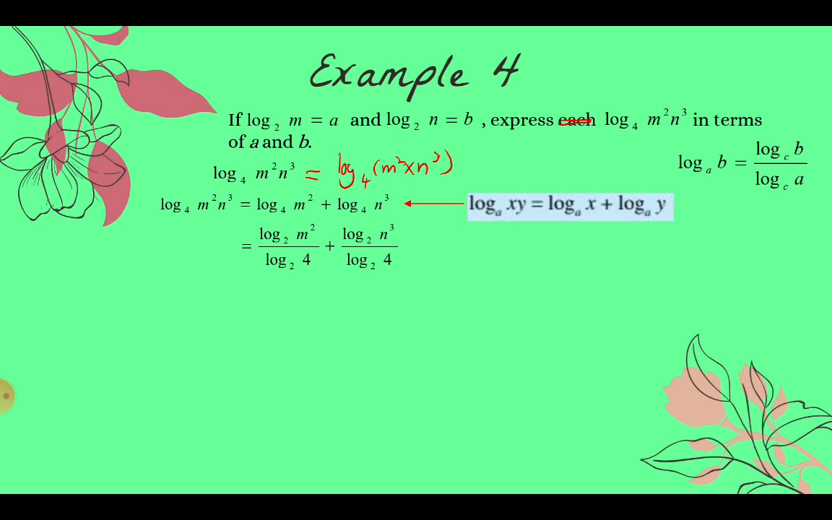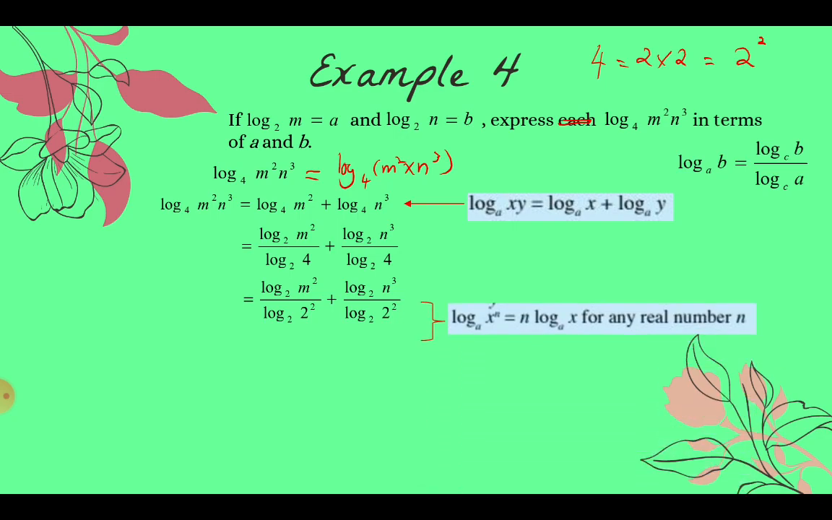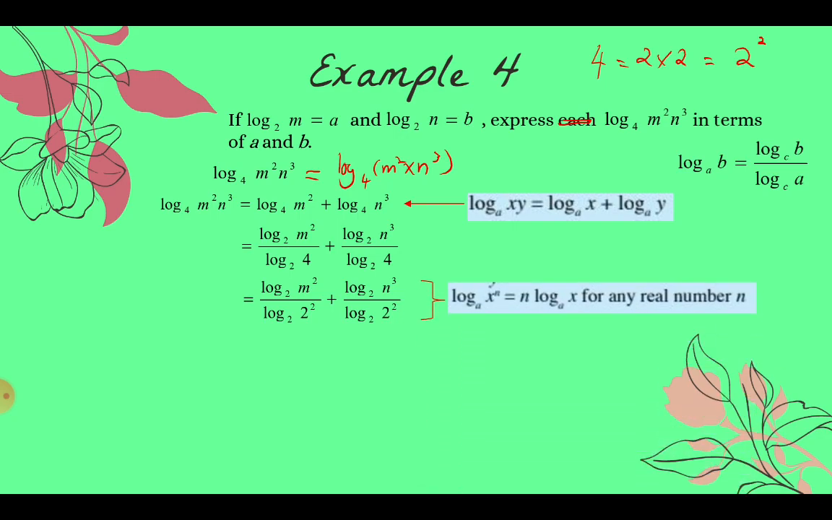Now we can see that this is 4, but the question gives us 2. So how can we relate 4 with 2? Of course 4 can be found by 2 times 2, or we can say 2 squared. So from here this is log m squared base 2 over log 2 squared base 2, plus log n cubed base 2 over log 2 squared base 2. Again we need to involve the power law, and then we have 2 log m base 2 over 2 log 2 base 2 plus 3 log n base 2 over 2 log 2 base 2.